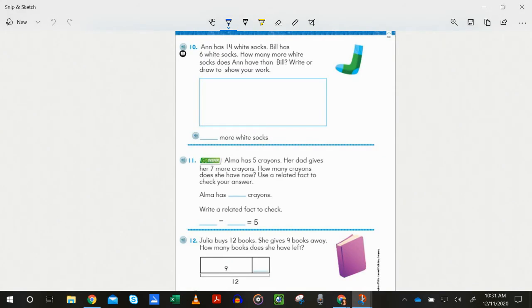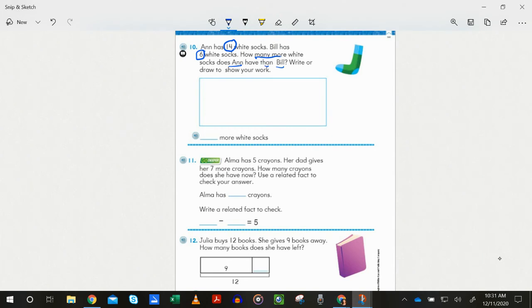Okay, let's go to the back of that second page now. We're just here at the end already. Okay. Number 10. Anne has 14 white socks. And look for clues. Bill has 6 white socks. How many more white socks does Anne have than Bill? Okay, so we're comparing Anne and Bill.